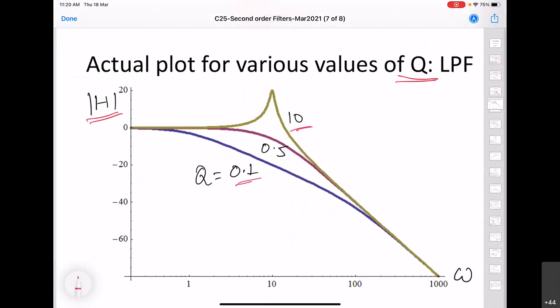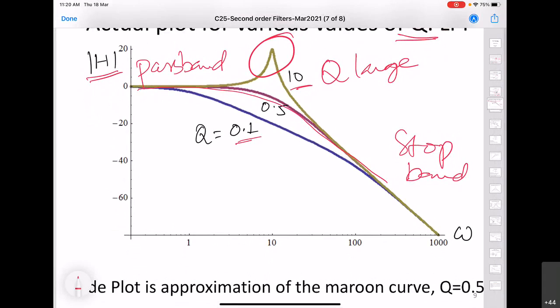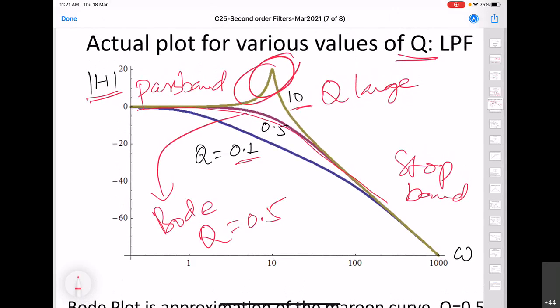So here we see that when we have a smaller value of Q, then there is a smooth transition from pass band to stop band. But when Q is large, then we start getting a peak here. And it turns out that whatever Bode plot we plotted, that actually corresponds to this Q is equal to 0.5. So the Bode plot is actually an approximation of this Q is equal to 0.5 case. Right. So certainly whenever we want a low pass type of response, then we don't want this kind of peaking to take place. But this is the property of the second order transfer function.